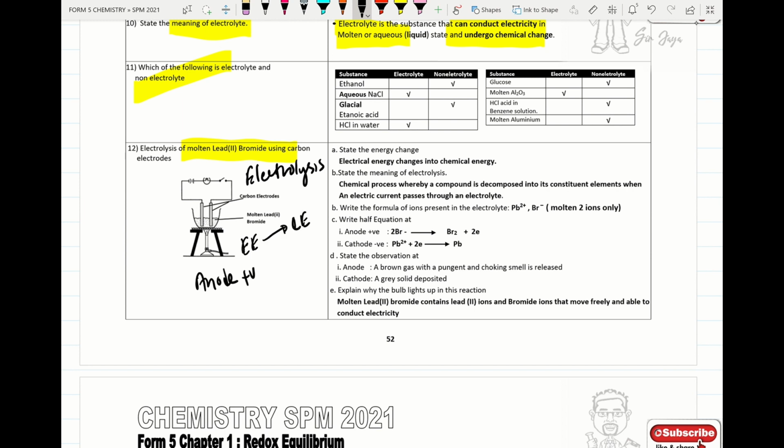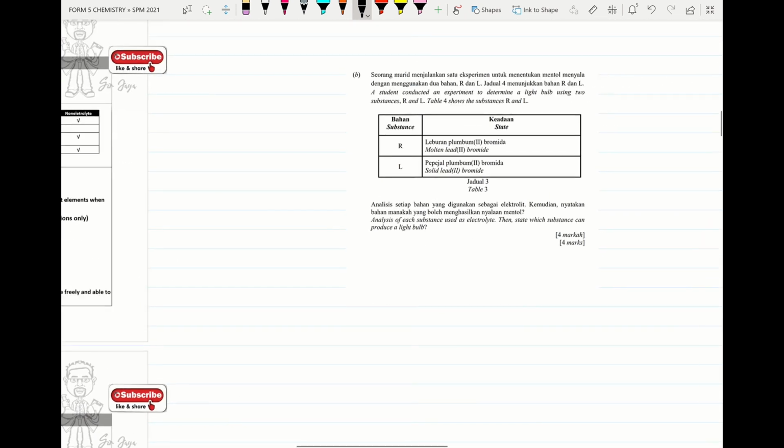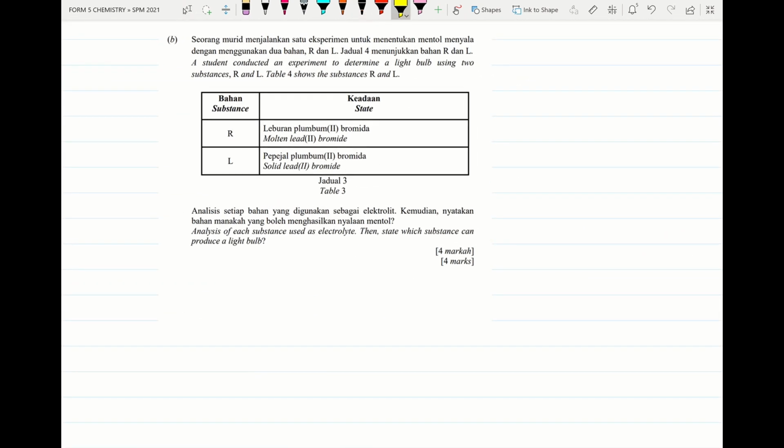Please remember, the anode is the positive terminal and undergoes the oxidation process. The cathode is the negative terminal and undergoes the reduction process. In molten state, please remember the ions are the lead(II) ion and the bromide ion, so we write down these ions. Please go through all the answers, as I already discussed in the previous video. Now we try to read this question.